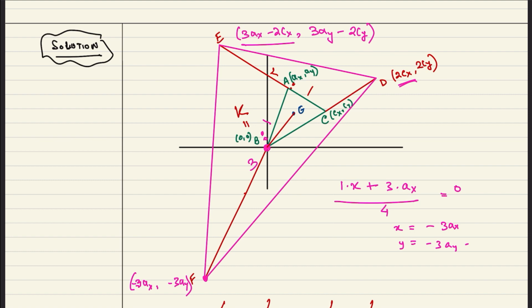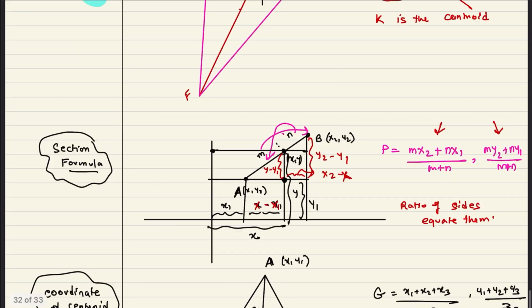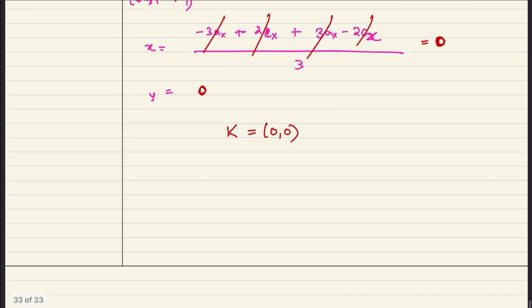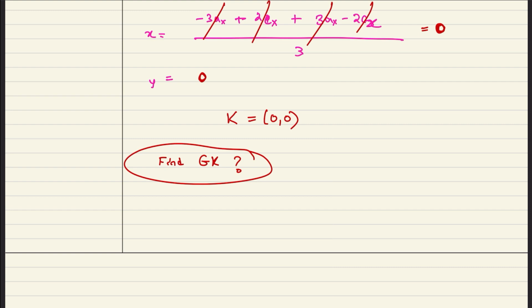So you know the coordinate of G, which is 32, 24. It's given. So now I'll just leave the last step to you. Find GK. That's just using Pythagoras theorem, the distance formula. K is 0, 0. G is 32, 24. Try it and put the last answer in the comment section.